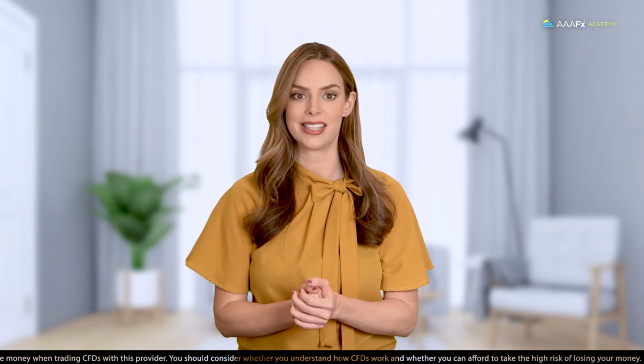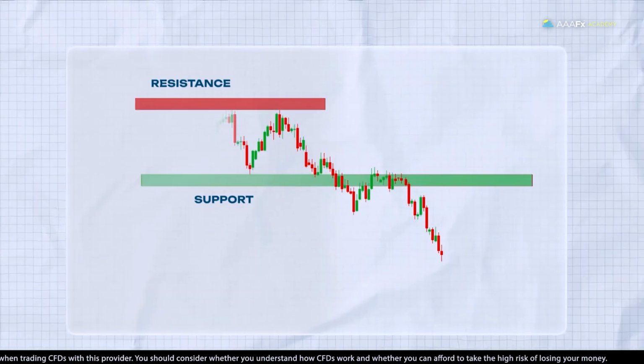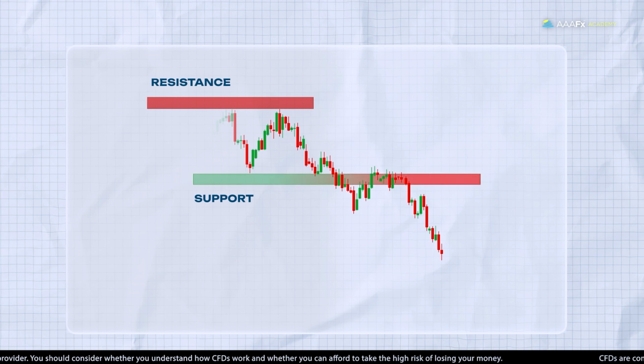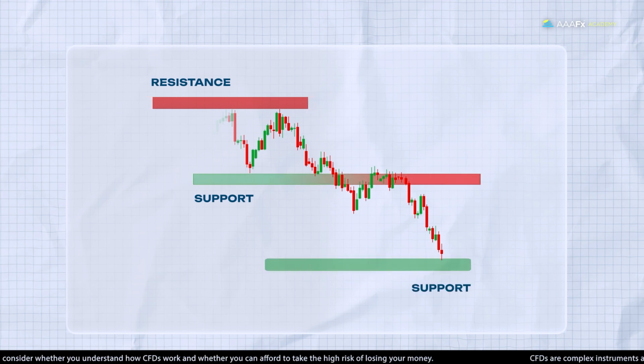The concept of role reversal comes into play when a level that was previously support transforms into resistance, or vice versa in the Forex market. Imagine a currency pair that was in an uptrend with a strong support level. Now, if the price breaks below that support, what used to be a floor becomes a potential ceiling, a new resistance level in the world of Forex.